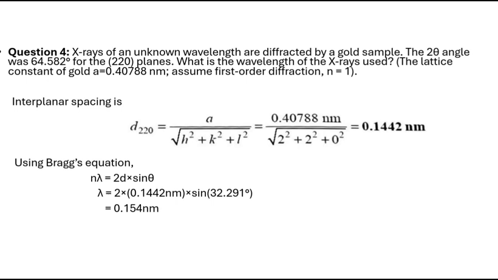of wavelength. n is equal to 1, d is equal to 0.1442 nanometer, and theta, we have to find theta by dividing 64.582 degree by 2. Hence, we get theta as 32.291 degree. We get the value lambda is equal to 0.154 nanometer.